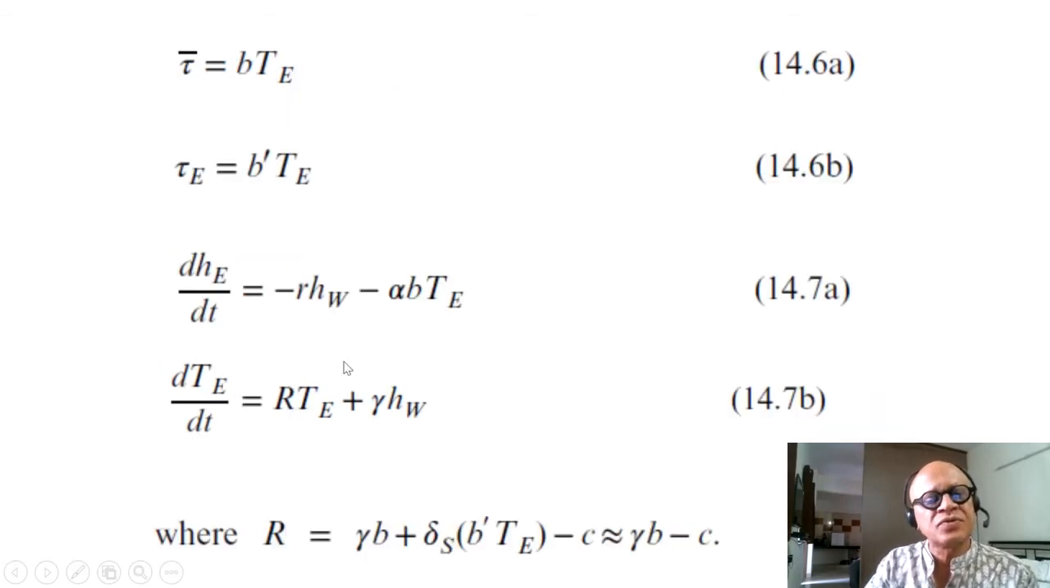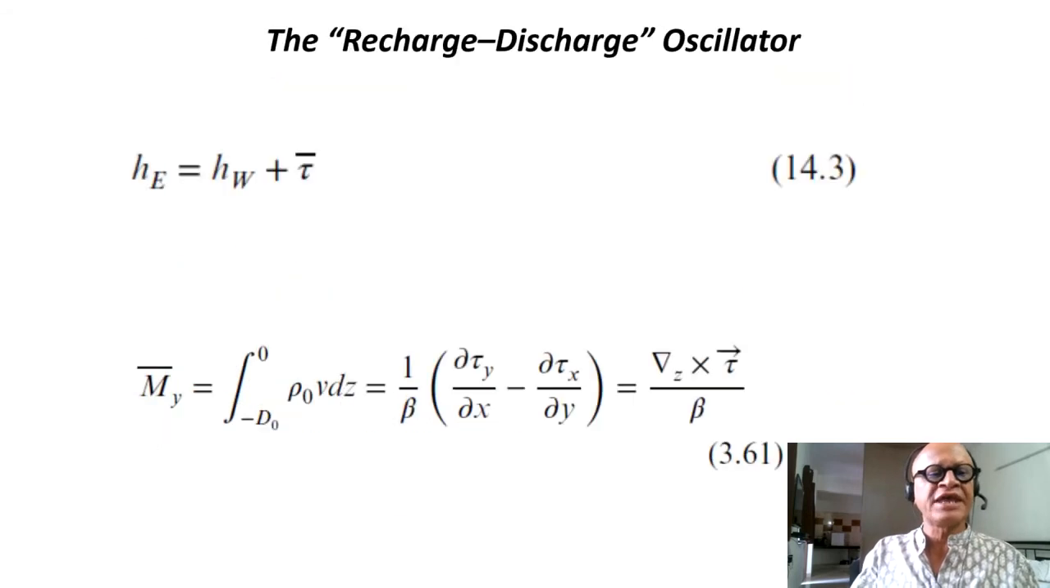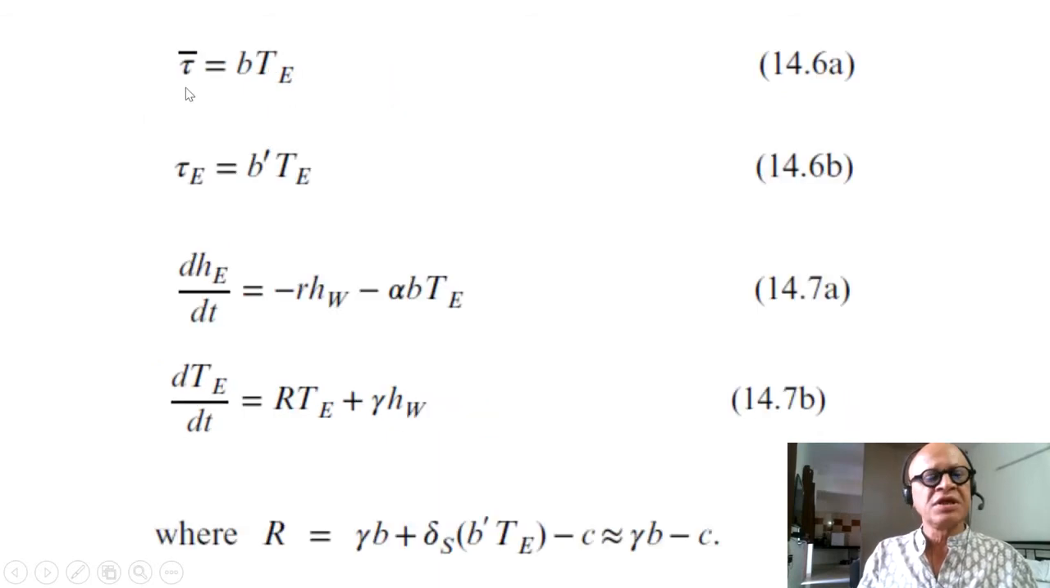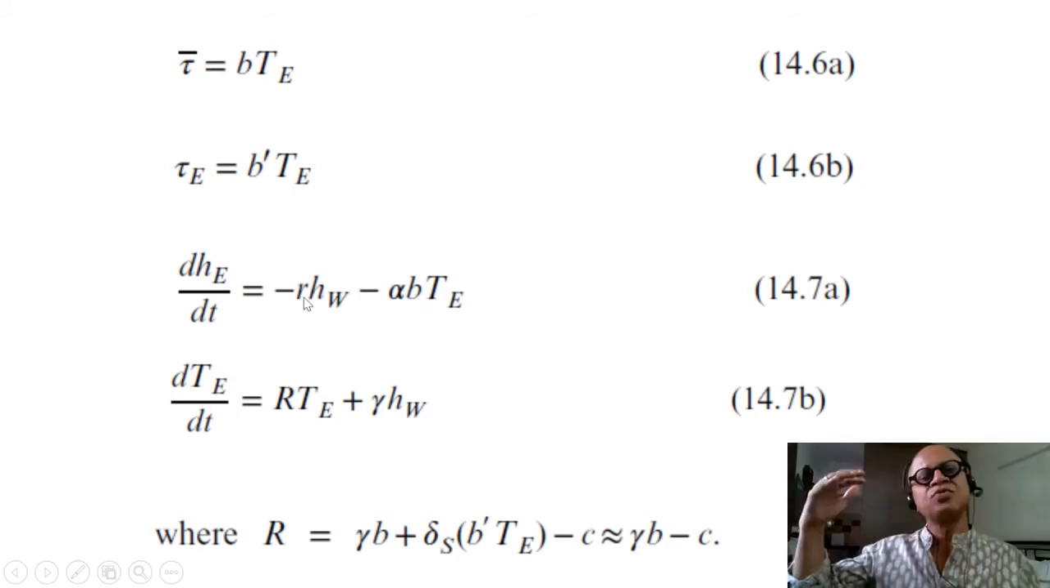Okay, so essentially we are reducing the equations to a simpler set. So now you write the equation for the eastern part in terms of the western. So use the relation between HE and HW to replace HW in this equation and write it in terms of HE and TE.